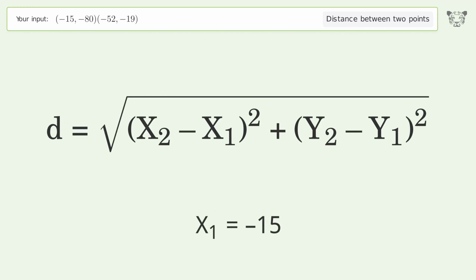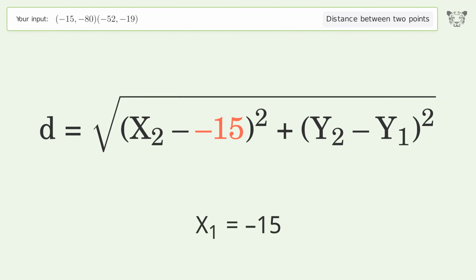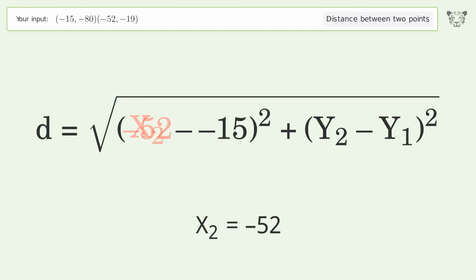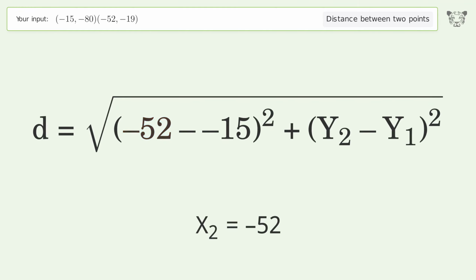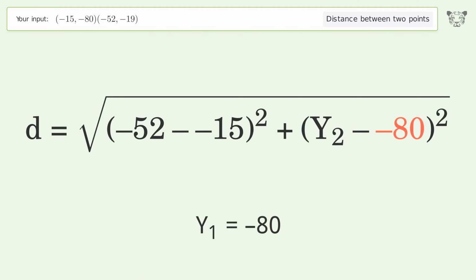x1 equals -15. x2 equals -52. y1 equals -80. y2 equals -19.